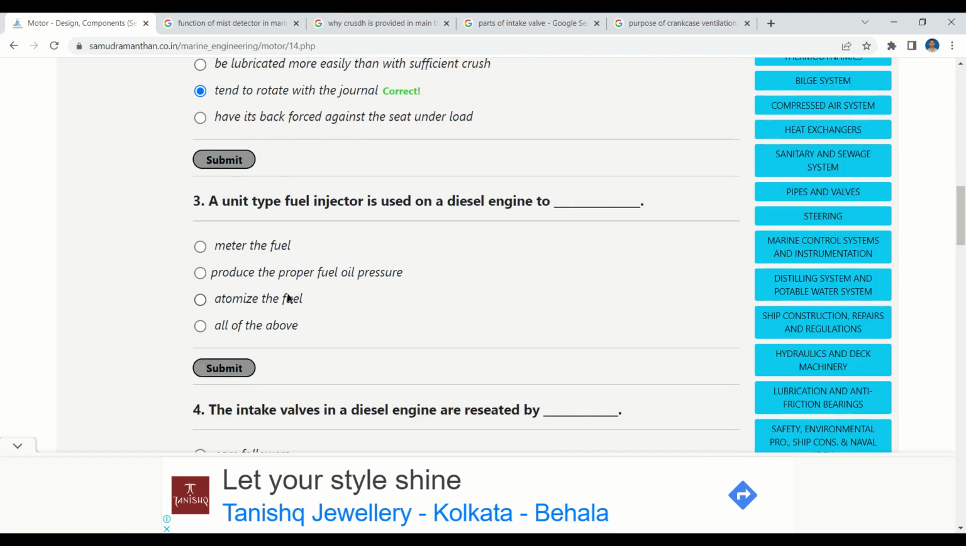Our next question is: a unit type fuel injector is used on a diesel engine to, and the options are meter the fuel, produce the proper fuel oil pressure, atomize the fuel, all of the above. And the correct option should be all of the above. All three options are correct.